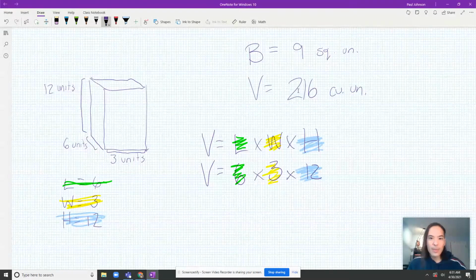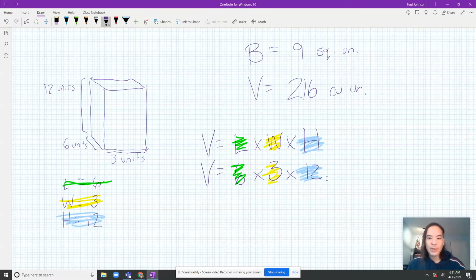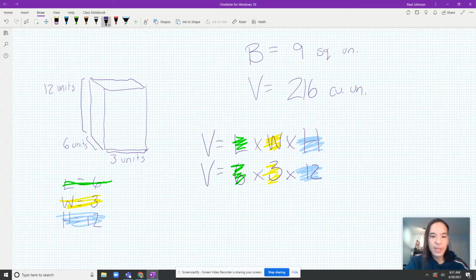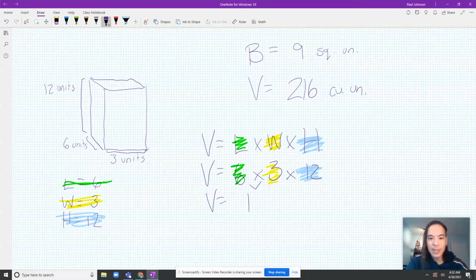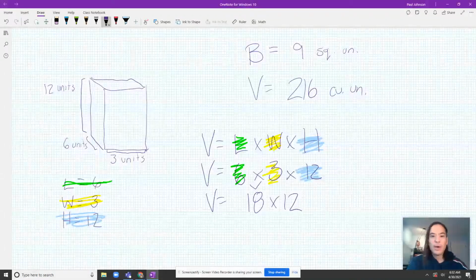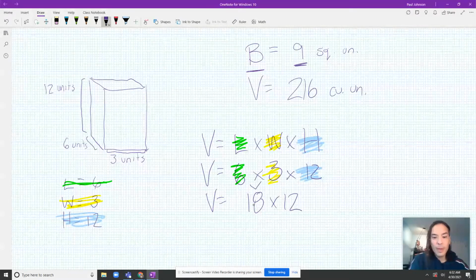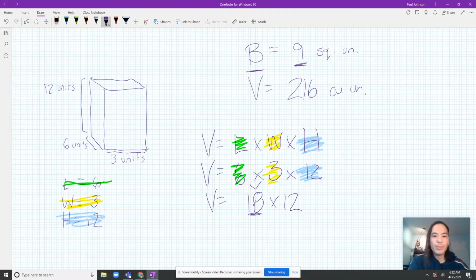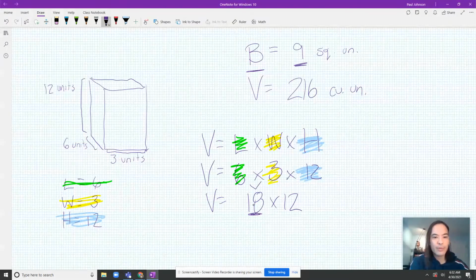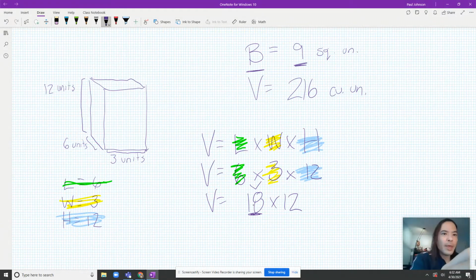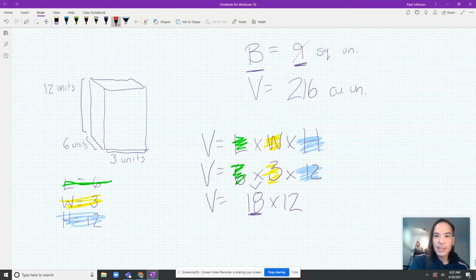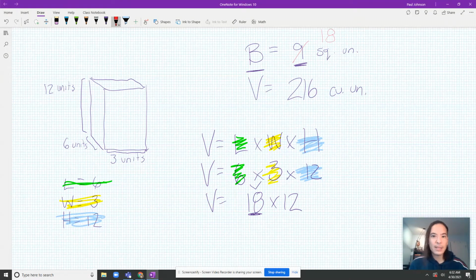Technically we have the volume too, but we're going to see if this works out for us. First, we're going to see if our length times our width equals our base, because remember, base equals length times width. So let's do the first part: 6 times 3 is 18. According to this, they said our base should be 9 square units. But when we multiplied our length of 6 times our width of 3, we got 18. So it looks to me like our base is not 9 square units. I think it's 18 square units.